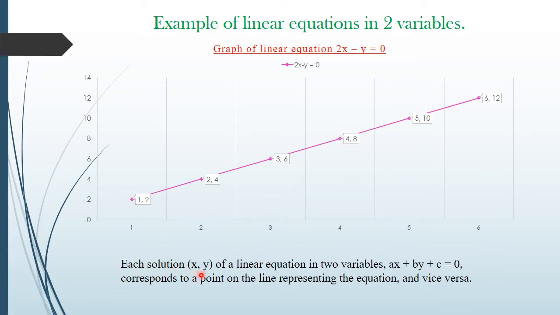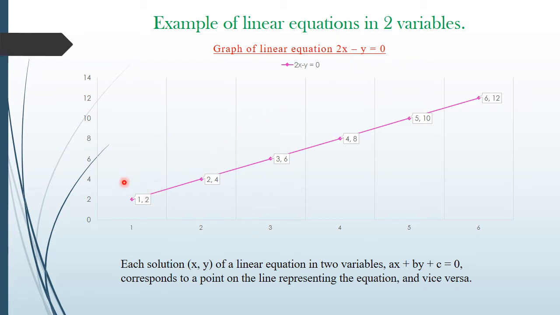Each solution (x, y) of a linear equation in two variables, which is of the form ax plus by plus c is equal to 0, corresponds to a point on the line representing the equation, and vice versa. Just the meaning of this, once again I will explain. Any value of x and y which will satisfy this equation will fall on this straight line when extended further, or any point that is present on this line will satisfy this equation when substituted in the form of different values of x and y.